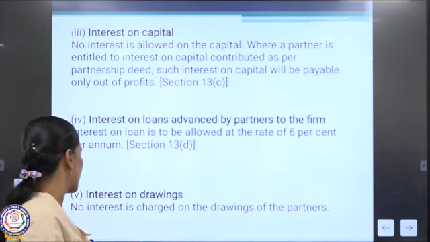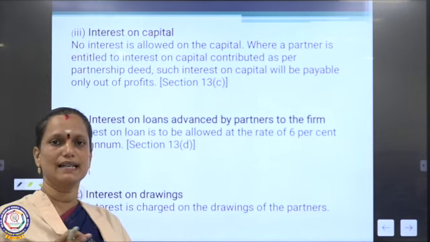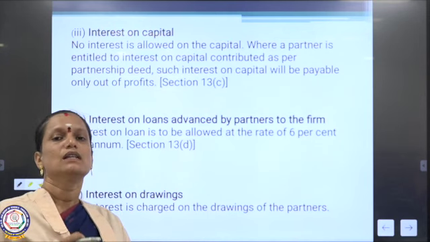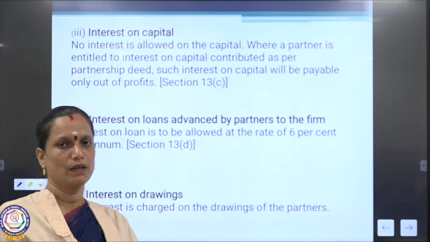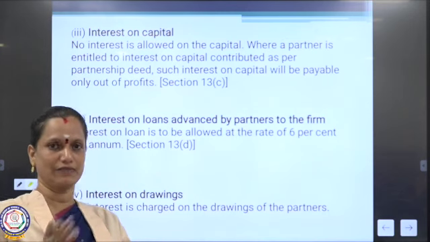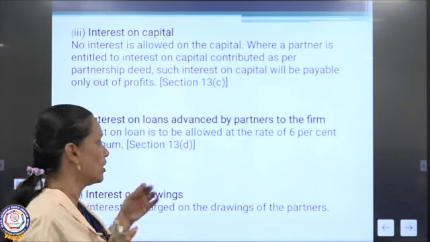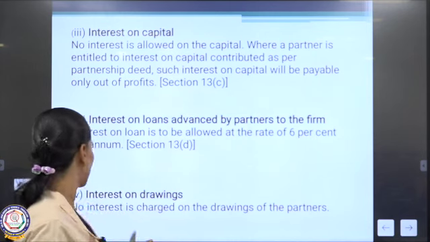Interest on drawings. No interest is charged on the drawings of the partner. Already I said drawings means taking the amount from the business for personal use. So, if we are taking it, we have to pay the interest to the firm. But if we left it out, we didn't mention anything in the content, then no interest on drawings will be charged.